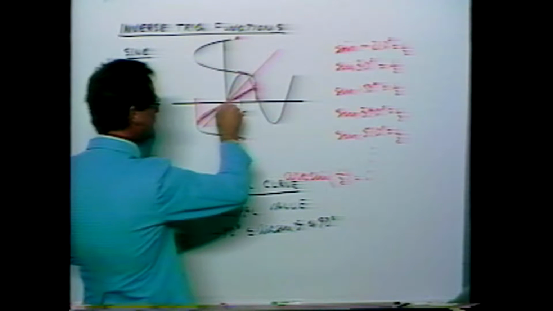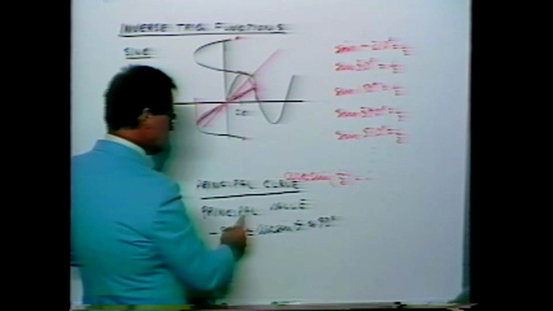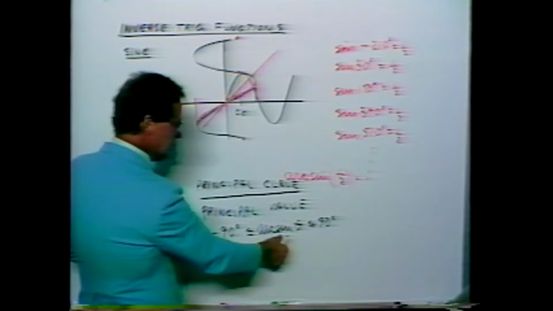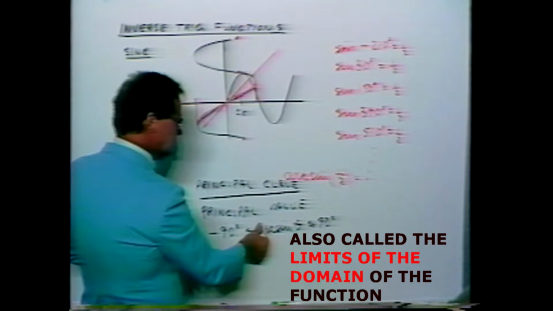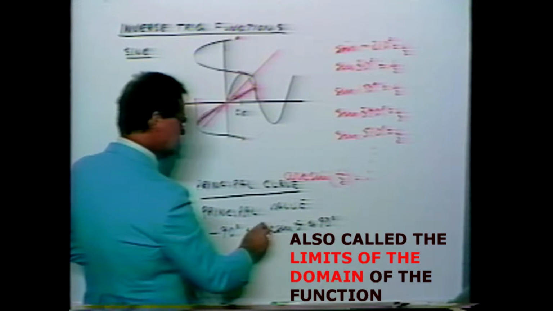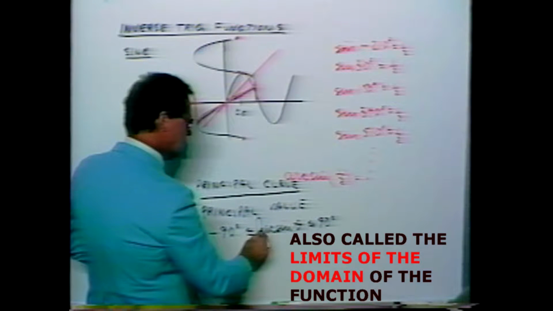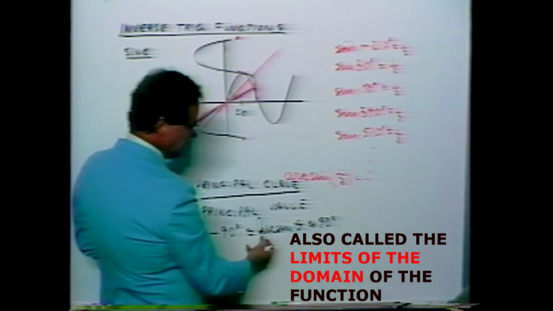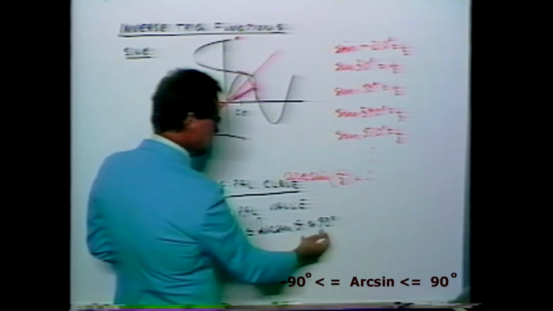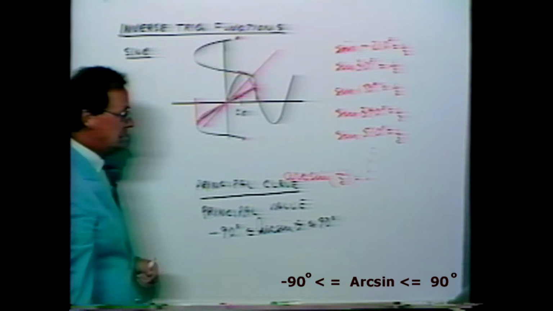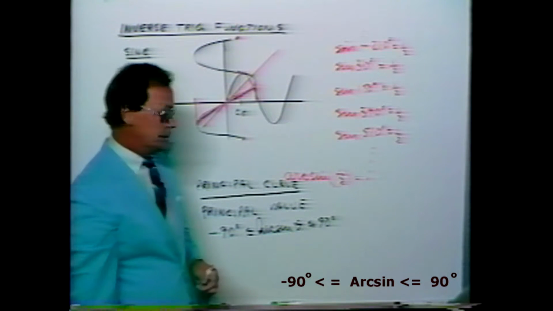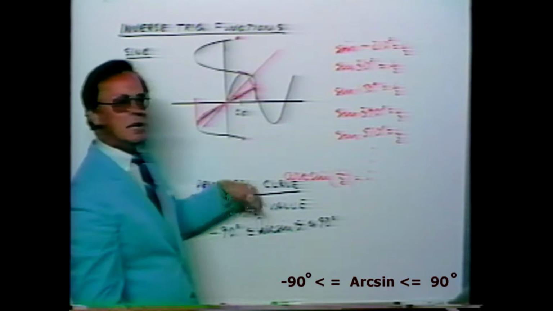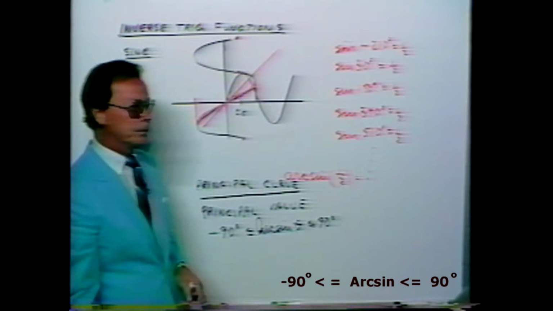That's the principal curve. We usually denote the restriction on the inverse function of a given trig function by using a capital letter for the arc sine. So more technically, the capital A arc sine theta ranges between minus 90 degrees and plus 90 degrees. Yet the arc sine with a small a is the entire inverse curve.